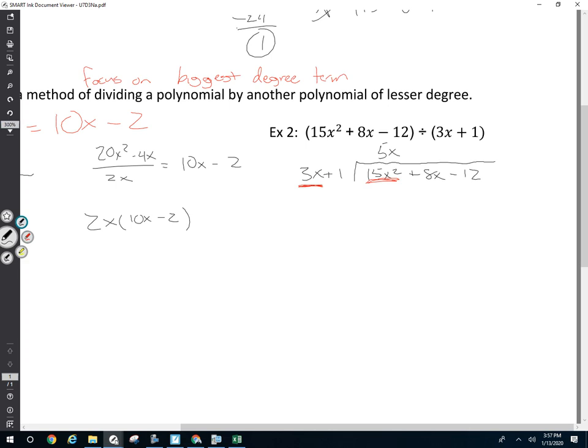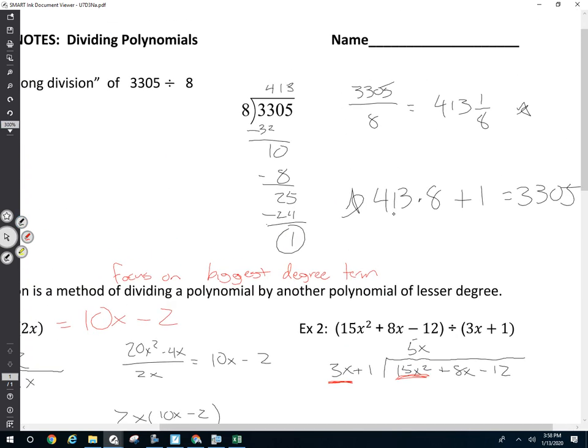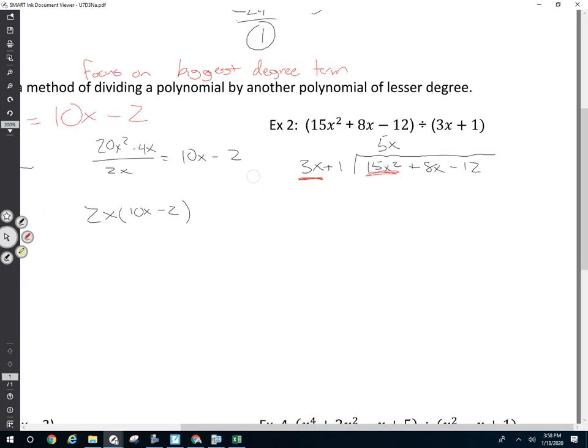Please write 5x here. Go with me here. Write it down. Now, in long division, what's the next step? Multiply this by this, right? Just like I multiplied 8 by 4 and I got 32. I'm going to multiply 5x by 3x plus 1. Do I just get 15x squared? No. I get 15x squared plus 5x.